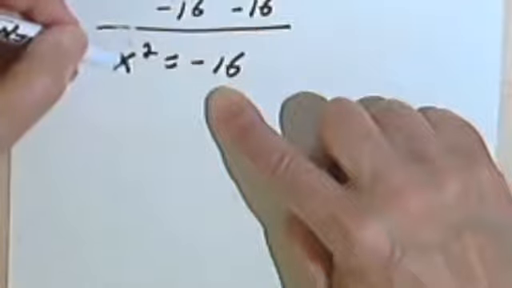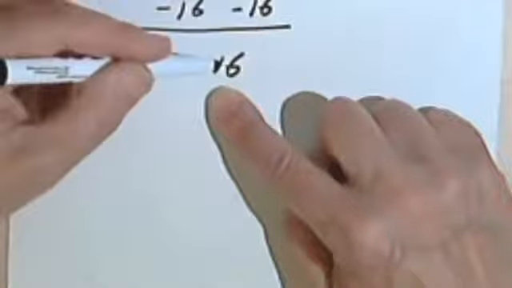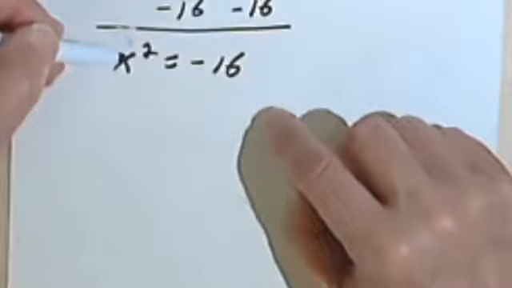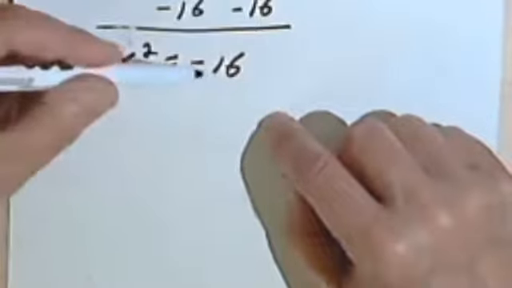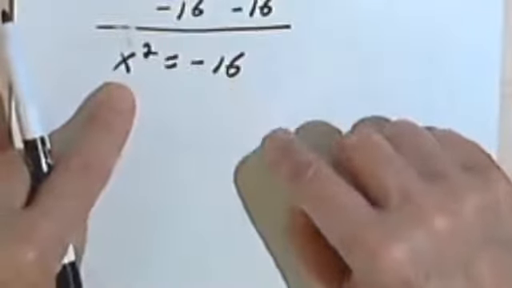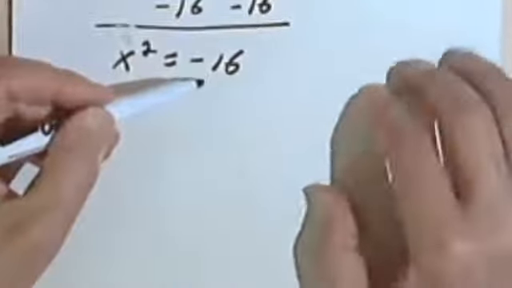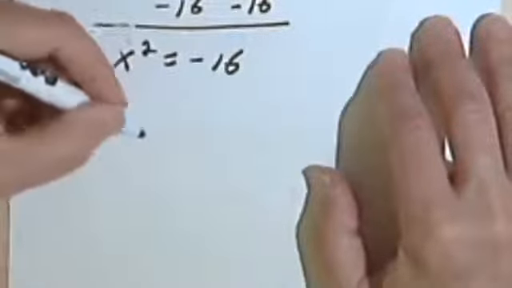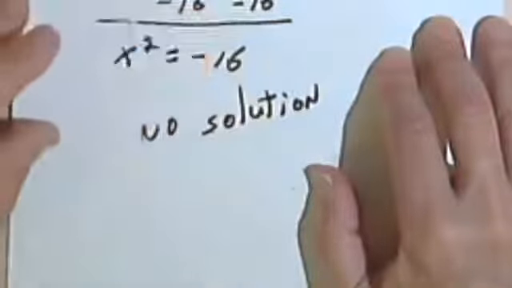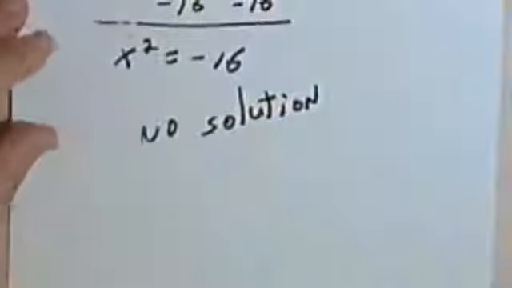because if I square 4, 4 times 4 is positive 16. If I square negative 4, negative 4 times negative 4 is also positive 16. So if you see a situation like this where you have a square on one side and a negative number on the other side of the equation, don't go any further. Just write no solution and go on to the next problem. Okay, so that's really all there is to it.